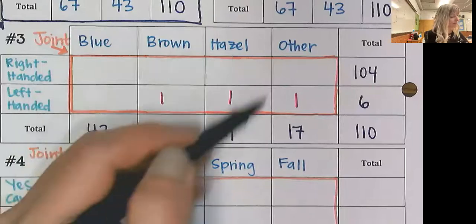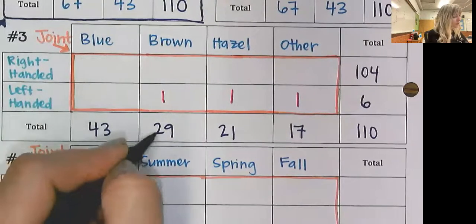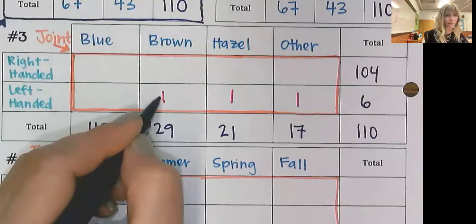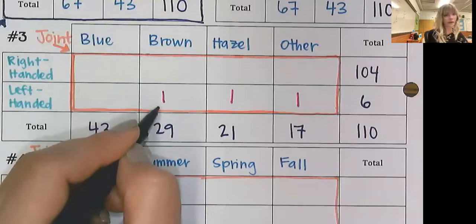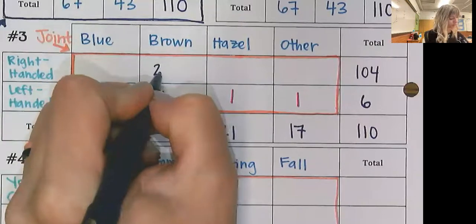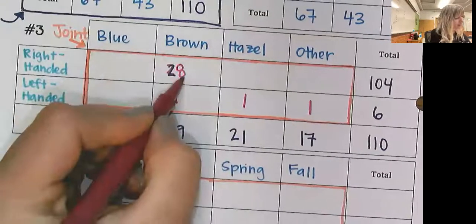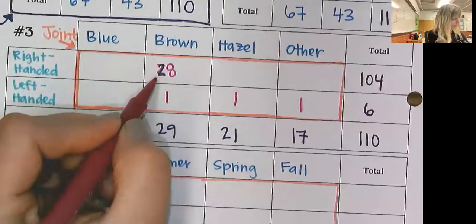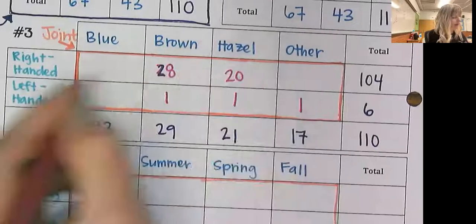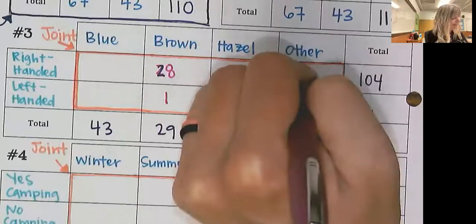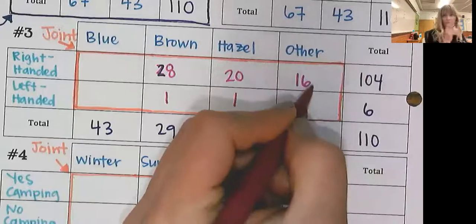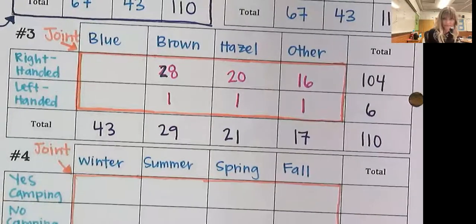Well, I can for these 3 columns. If I have a total of 29 with brown eyes and one person is left-handed, well, then it's a simple matter of 29 minus 1, 28. Oh, I better use the right colors here. 28 of you have brown eyes and are right-handed. 20 of you have hazel eyes and are right-handed. And 16 of you have other color eyes and are right-handed.